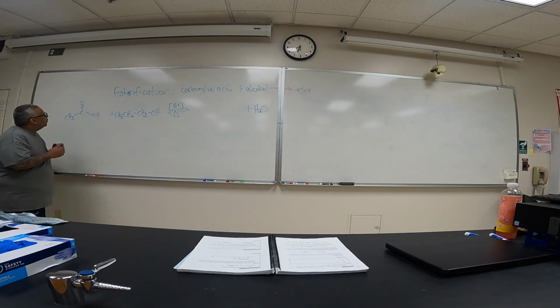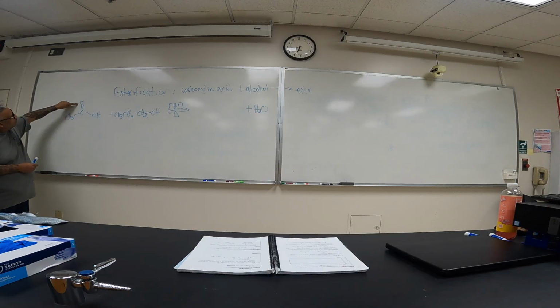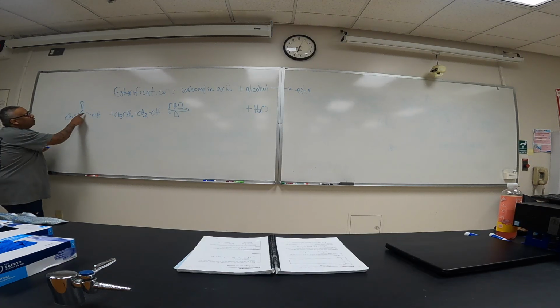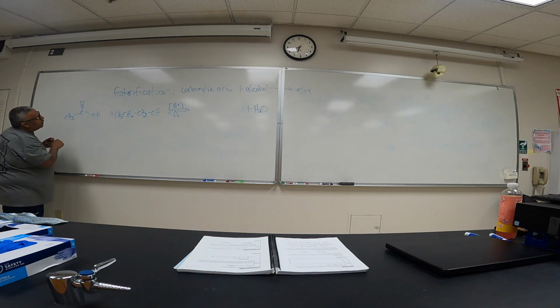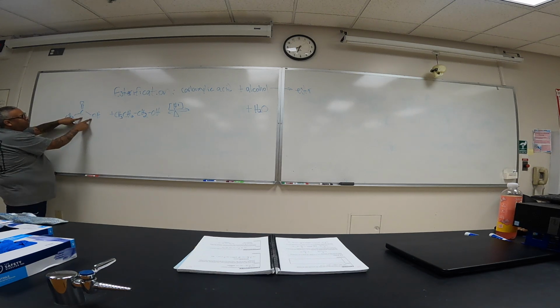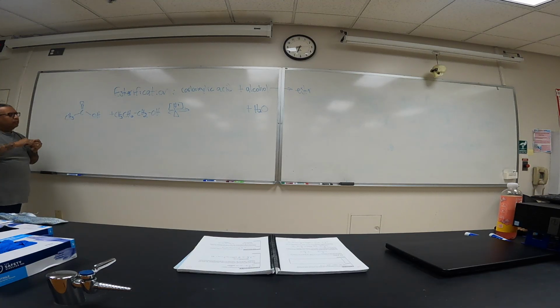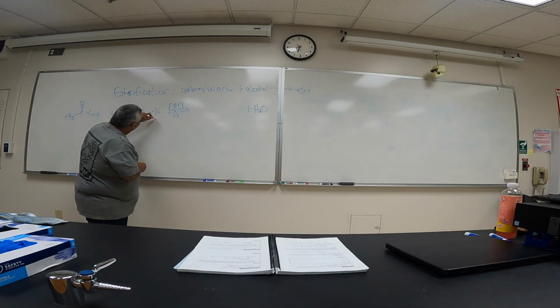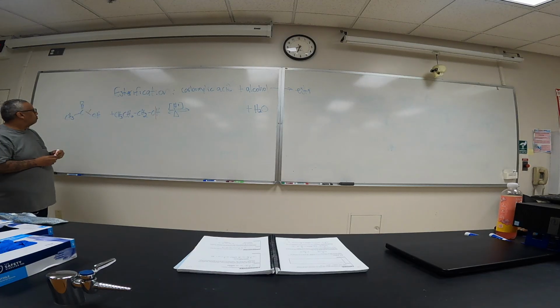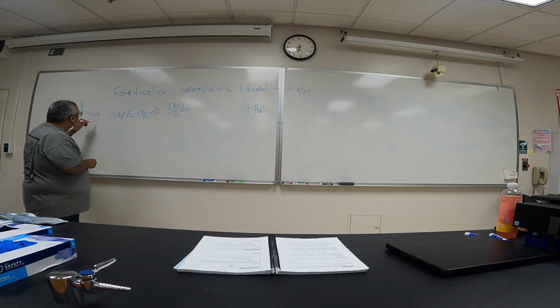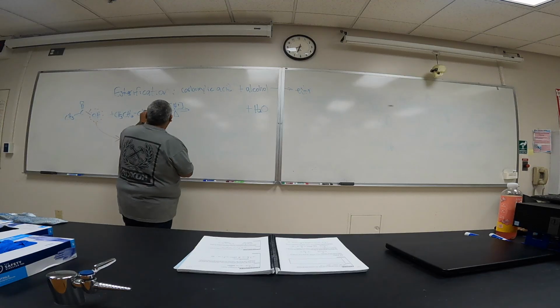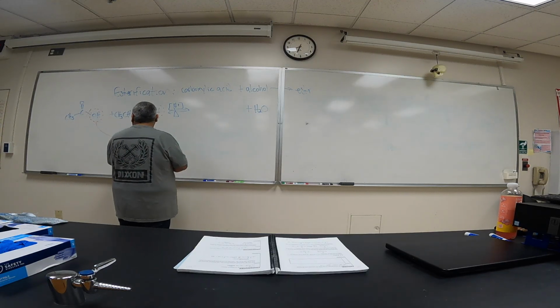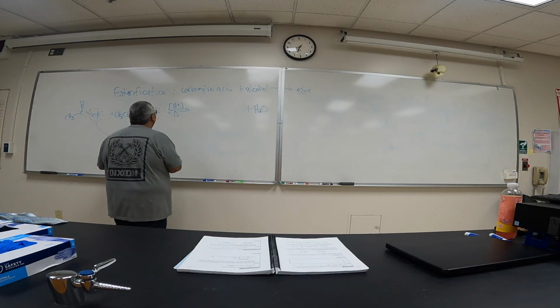Now, because of this oxygen here and this double bond, it weakens this bond here. It weakens this bond here. So in order to get our water, we're going to break this bond here. And we're also going to remove this hydrogen here. So this and this will make water.